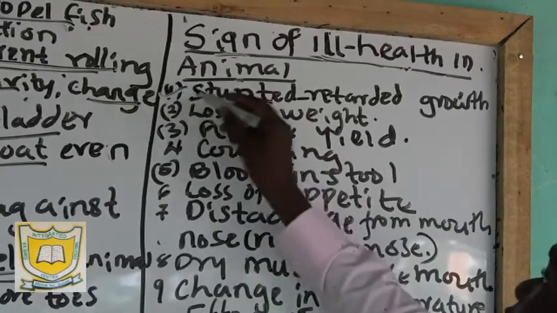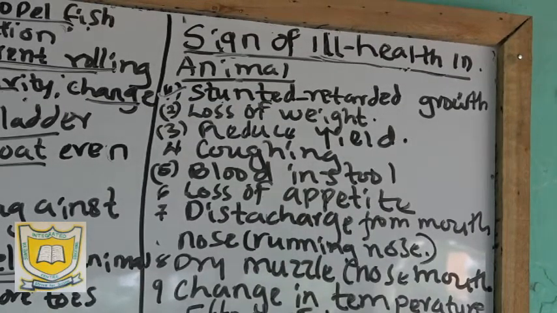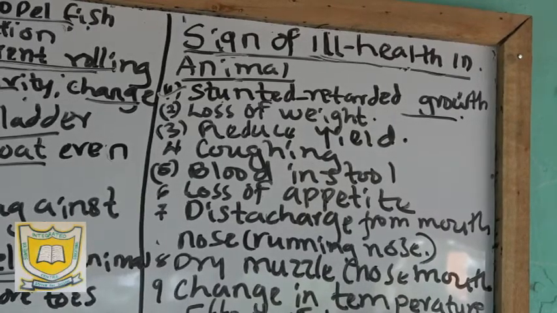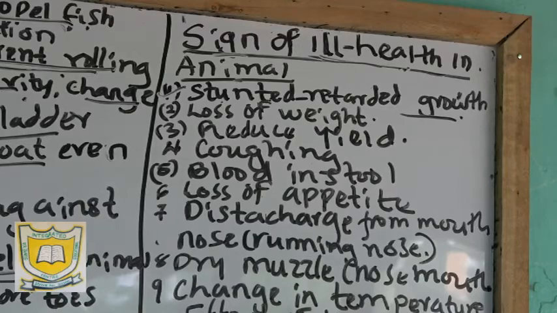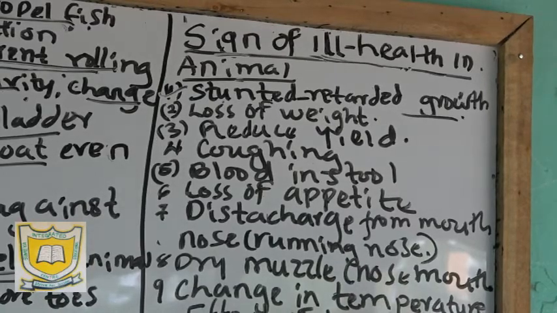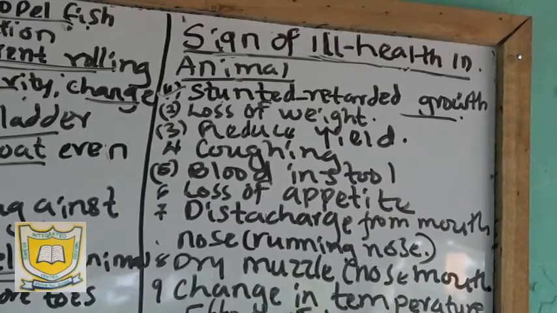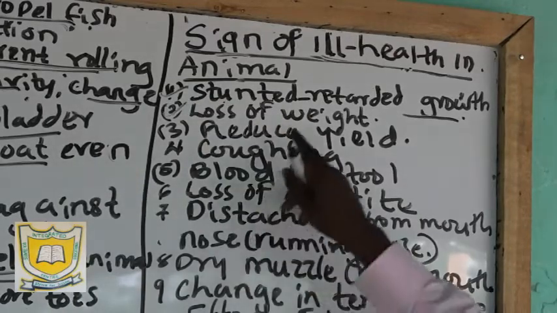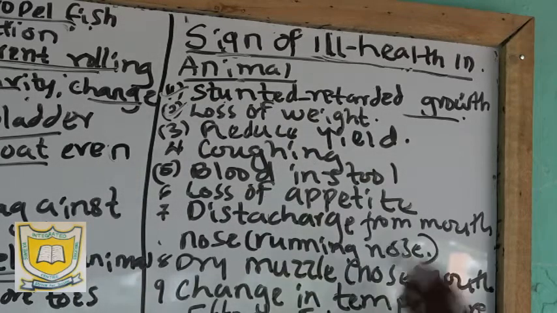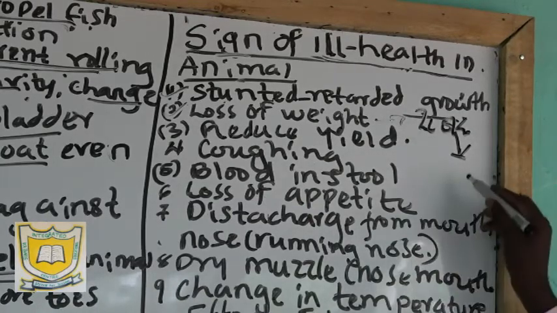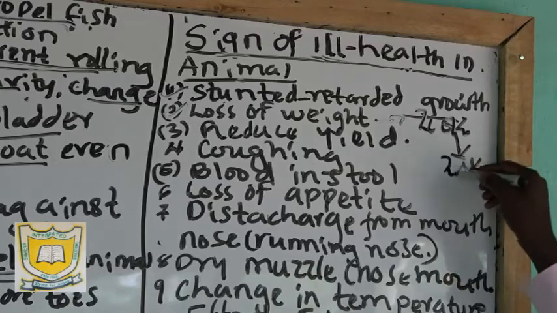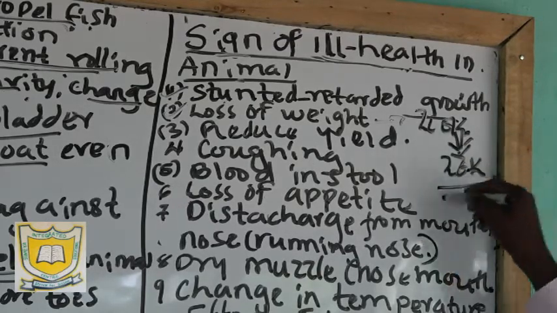Number one, we talk of the stunted growth or the retarded growth. I have always discussed standard growth. I said it's the normal growth. If the animal has to grow very fast at a period of either 3 to 5 years, we expect it to be at a certain height. But at the end of the day, 5 years go down the line, the animal is still very short, so that is stunted growth. Number two, we talk of loss of weight. If we expect the animal to have 40 kg, but at the end of the day you measure your animal's weight and you get it is 20 kg, this is loss of weight. From 40 to 20, that is a loss of weight.